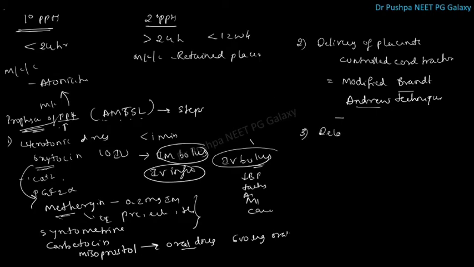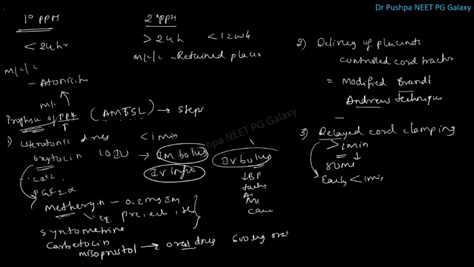Delayed cord clamping, that is for more than 1 minute. By this method 80 ml of extra blood will go to the baby. What are the contraindications for delayed cord clamping? That is, what are the indications for early cord clamping, where we clamp the umbilical cord within 1 minute?